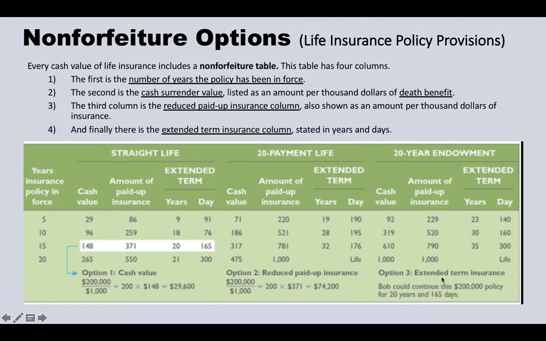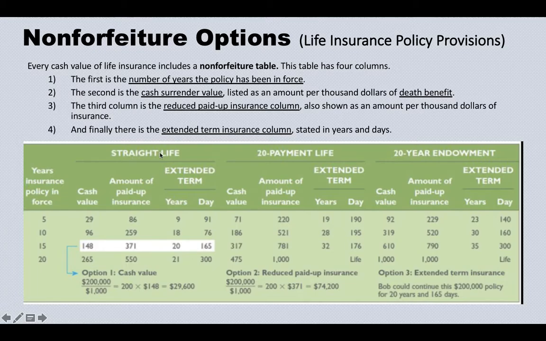Then the third option says you can use your $29,600 cash value to buy a term insurance, which will give you exactly the death benefit of the current policy. So if you get a $200,000 death benefit term insurance, this will give you a 20-year term and 165 days. So those are the options.